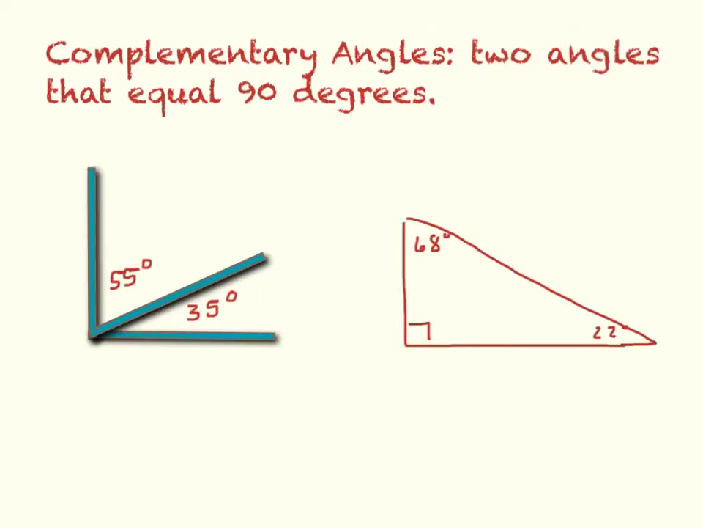Complementary angles are two angles that equal 90 degrees. So when you add these two angles together, 35 plus 55, you will get 90 degrees. Those are called complementary angles. Complementary angles can also be found in triangles. So this angle here and this angle here are complementary because when added together, they equal 90 degrees.